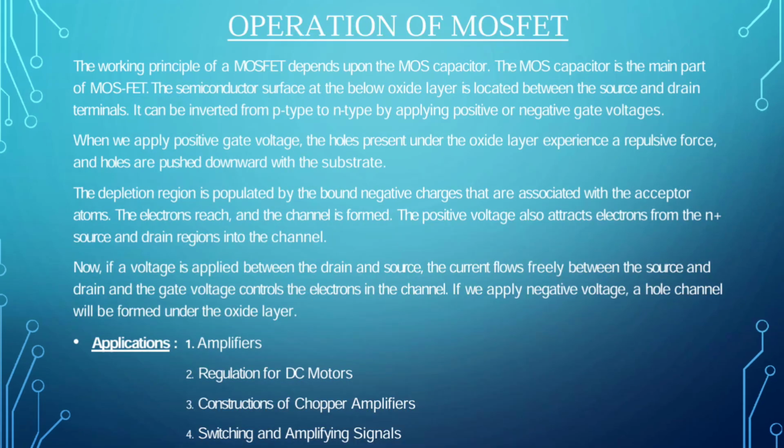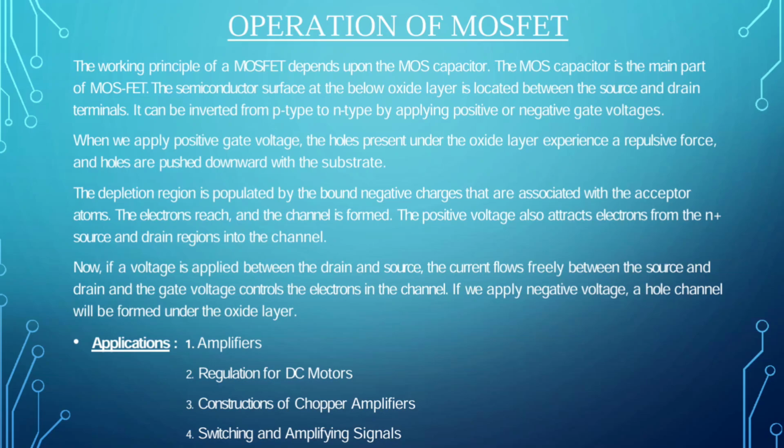Now we have the operation of MOSFET. The working principle of MOSFET depends upon the MOS capacitor. The MOS capacitor is the main part of MOSFET. The semiconductor surface below the oxide layer is located between the source and the drain terminals. It can be inverted from P-type to N-type by applying positive or negative gate voltages. So when we apply positive gate voltage, the holes present under the oxide layer experience a repulsive force and are pushed downwards into the substrate. The depletion region is populated by the bound negative charges that are associated with the acceptor atoms. The electrons reach and the channel is formed.